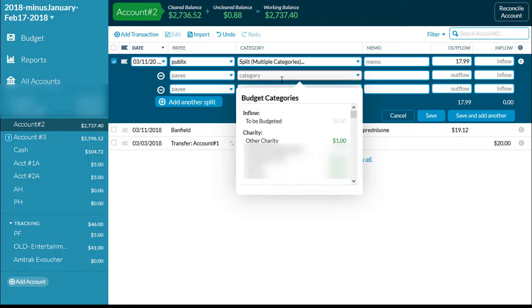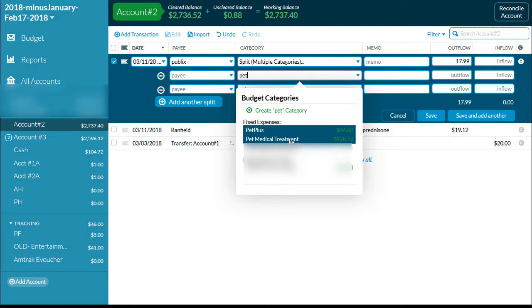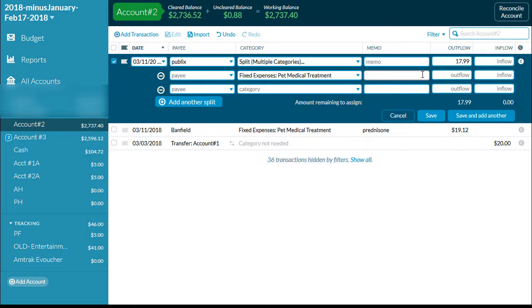The first category we're going to talk about is the pet medicine. There's the pet medical treatment category. And this was Pepcid. I know that we spent $6.99 on the Pepcid. So I can type that in there.